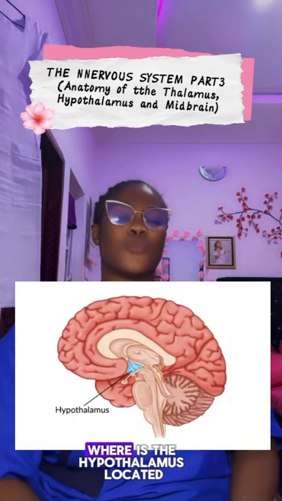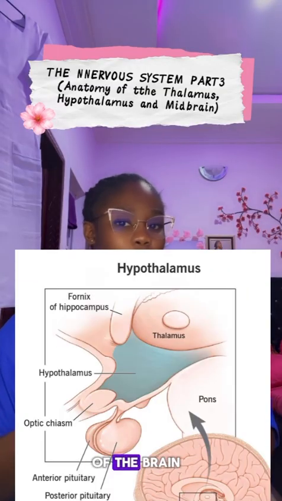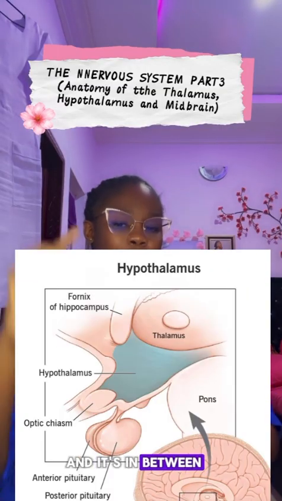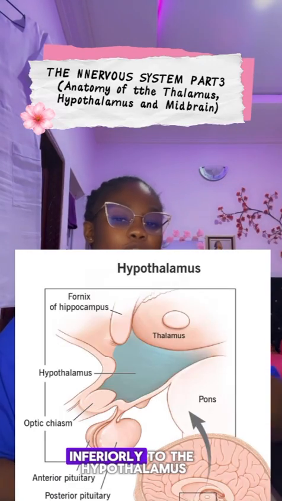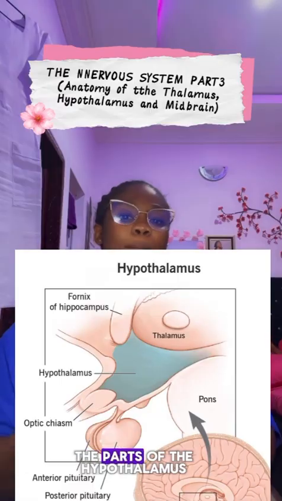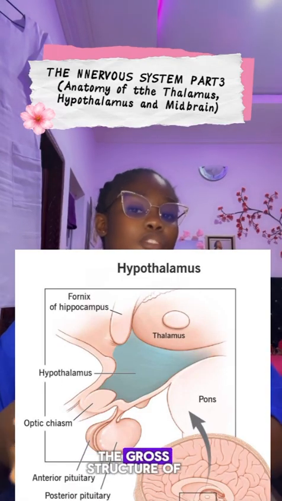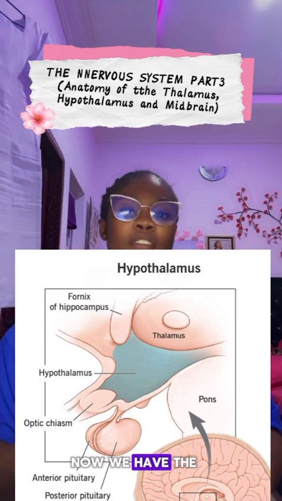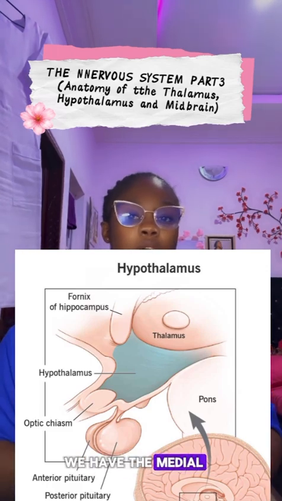Location of the hypothalamus. Where is the hypothalamus located? Now the hypothalamus is located in the base of the brain and it's in between the thalamus and the pituitary gland. So superiorly is the thalamus, inferiorly to the hypothalamus is the pituitary gland. Now let's talk about the parts of the hypothalamus, or the gross structure of the hypothalamus. Now we have the anterior part, we have the posterior part, we have the medial part.